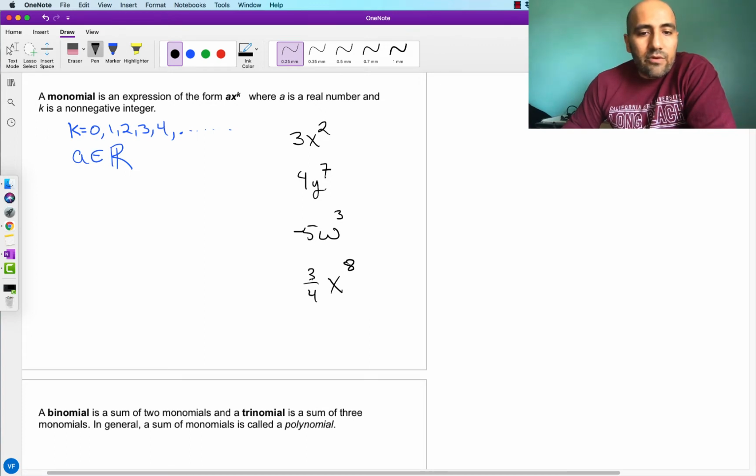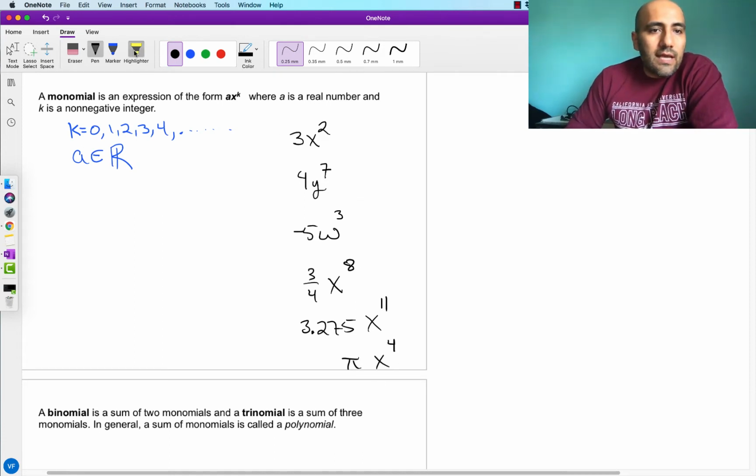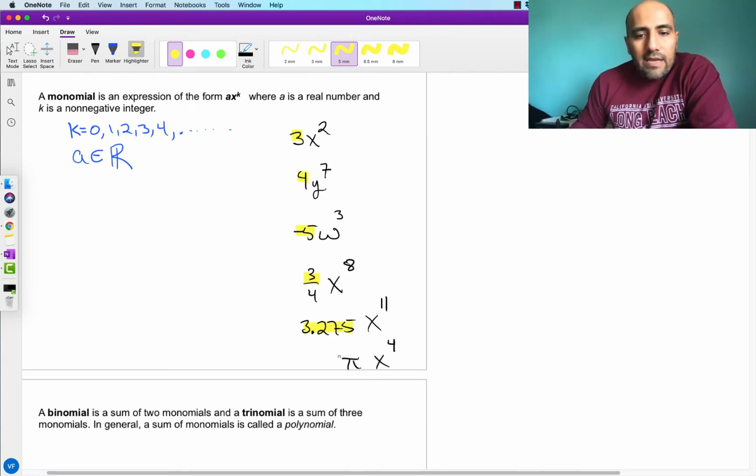So we can have a negative, we can have a fraction, we can also have a decimal, 3.275 x to the power of 11. We can also have an irrational number. How about pi x to the power of 4, right? So this number out in front is allowed to be any real number. Positive counting numbers, negatives, fractions, decimals that terminate, and irrational numbers like pi.